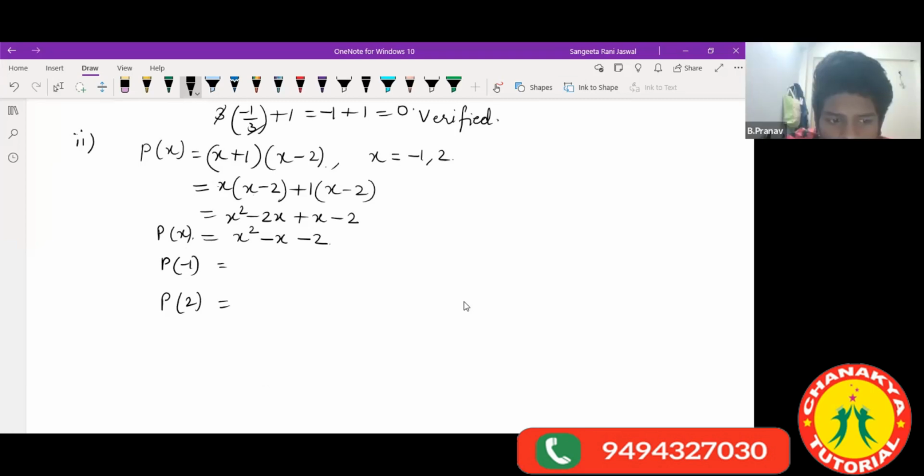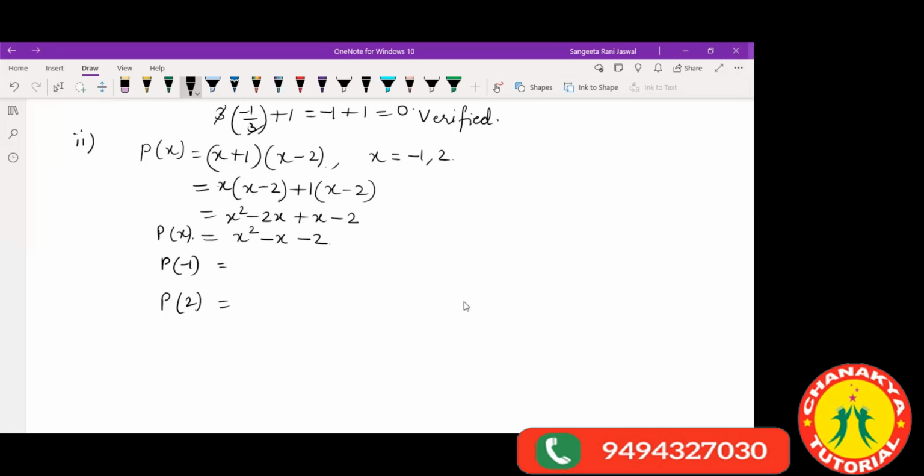Can you explain again? Yes. See here, P of x is given in the form (x plus 1) into (x minus 2), right? And you are given two values of x. You are given two zeros. Now here we know that a polynomial equation has two zeros only when the equation is quadratic. Quadratic means its highest power is 2. So to bring it in that notation, we will just open these brackets.